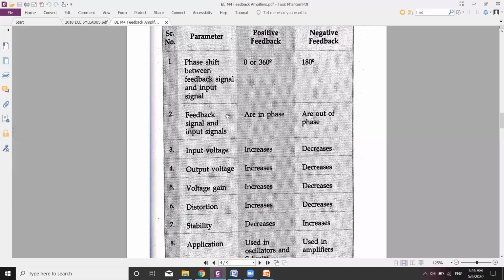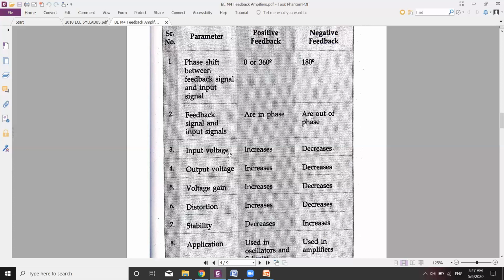Second point: in positive feedback, the feedback signal and input signal are in phase. Just now we said that the phase change is 0 degrees, and 0 degree phase change means input signal and feedback signal are in phase, right? Whereas in negative feedback we are saying that a 180 degree phase shift is there. Its meaning is the input signal and the feedback signal are out of phase. They are not in phase, they are out of phase.